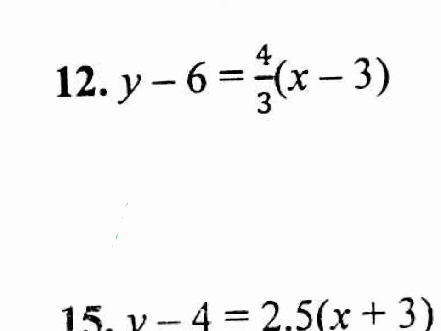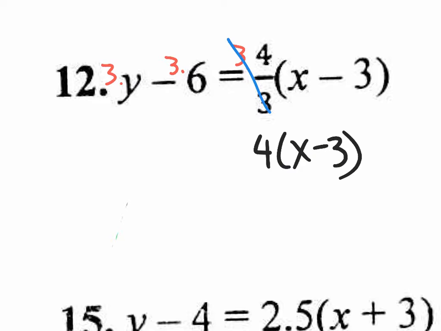So on this one, standard form, no fractions, no parentheses. So you want to get rid of those fractions. Multiply everything by what? By 3. Times 3 there, times 3 there, times 3 there. The 3's cancel. We end up with 4 times x minus 3 equals 6 times 3 is 18, minus 3 times y is 3y.